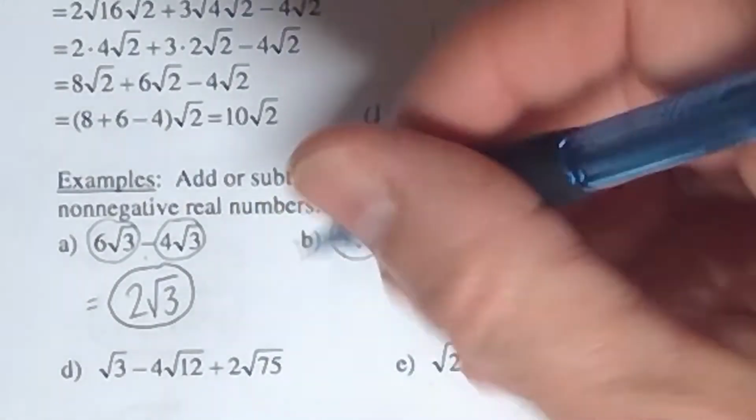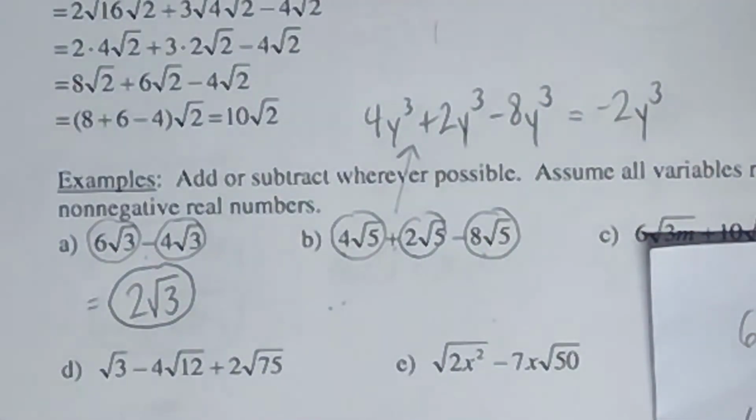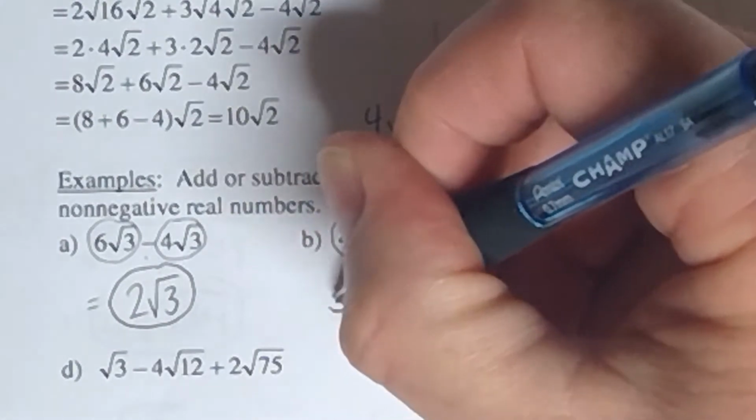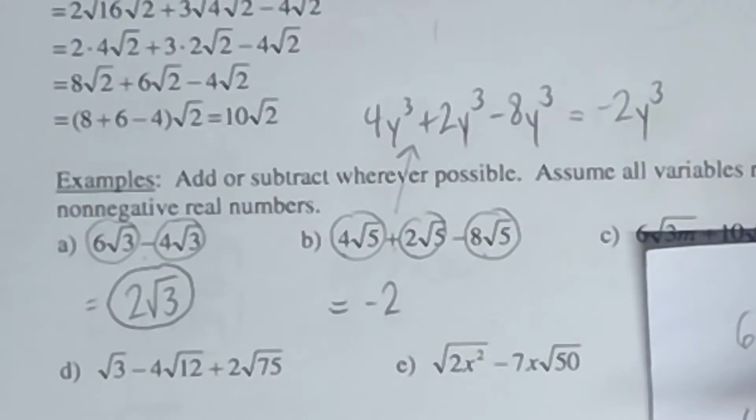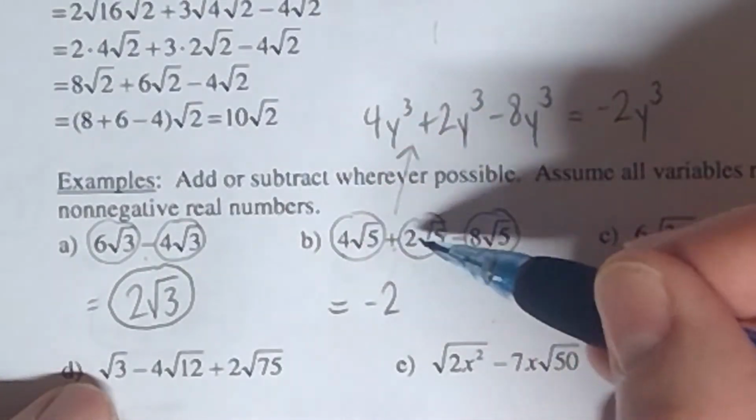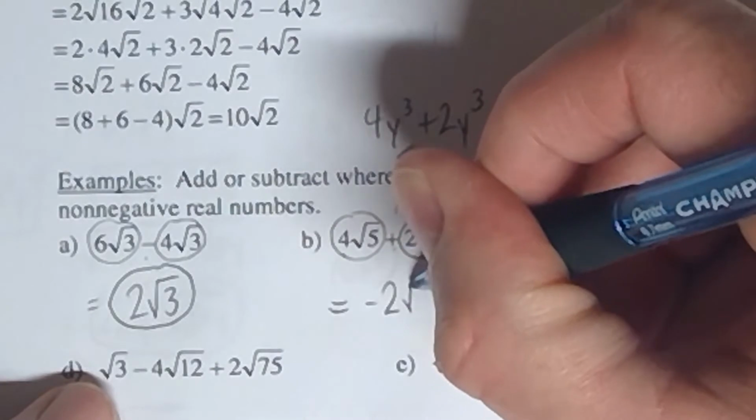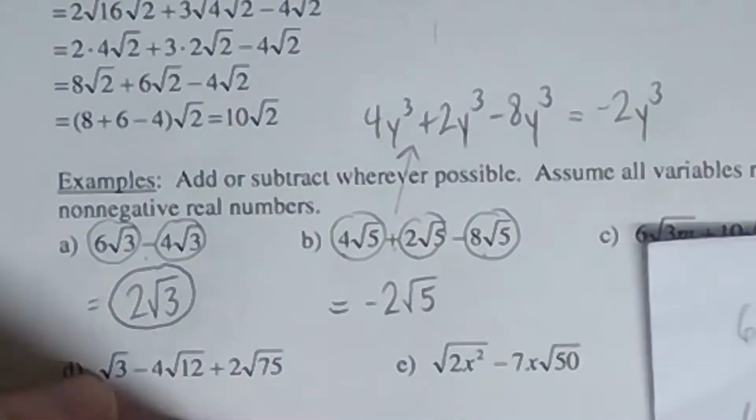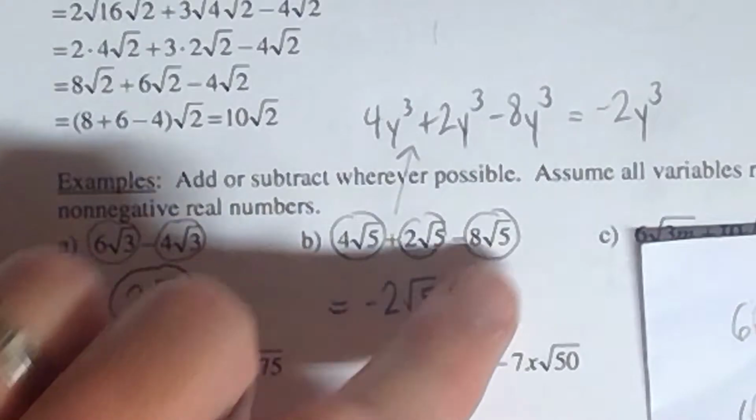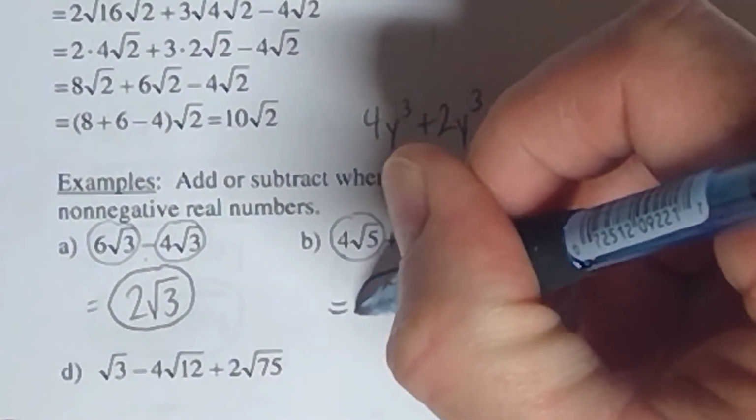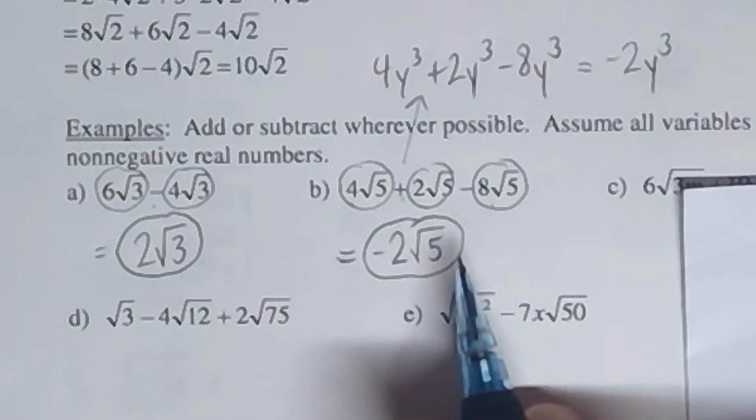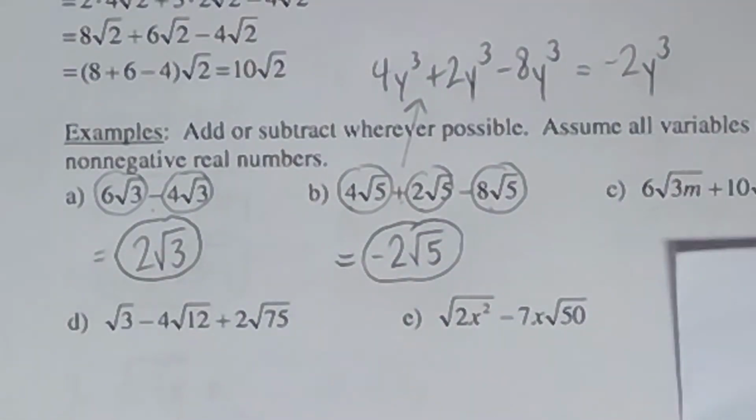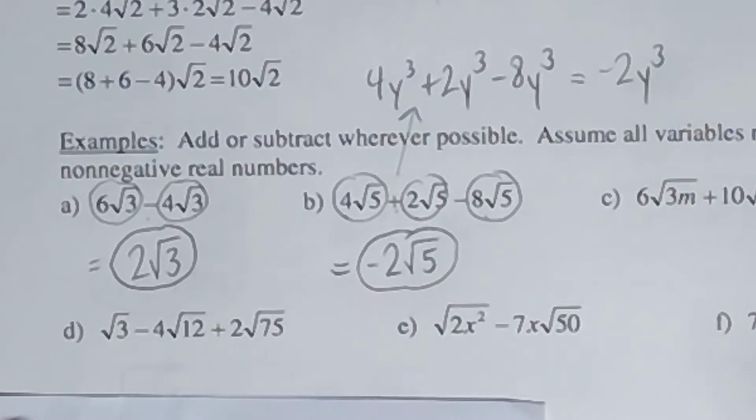Same idea here. The outside parts of the radicals get added and subtracted, just like the coefficients do. Negative 2 again. And then the radicals, because they're like radical terms, you need to keep the radical the same. Like I said a few minutes ago, you cannot add and subtract radical terms together unless the radicals are the same. And that brings us to problem C here.